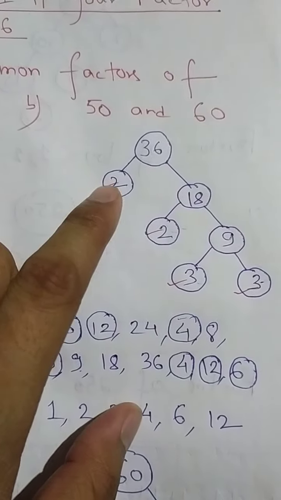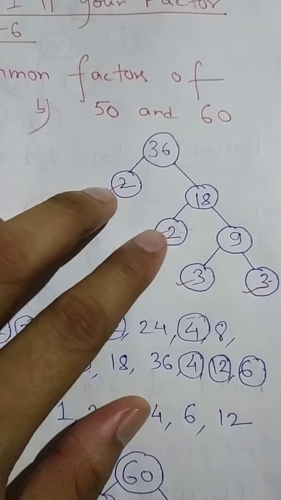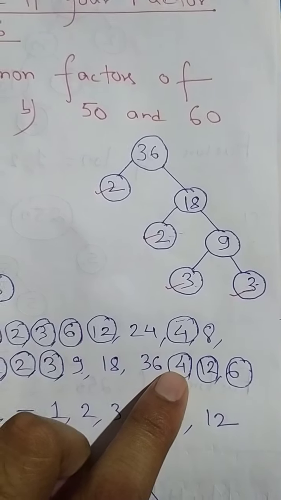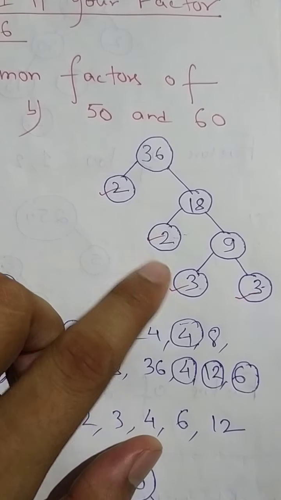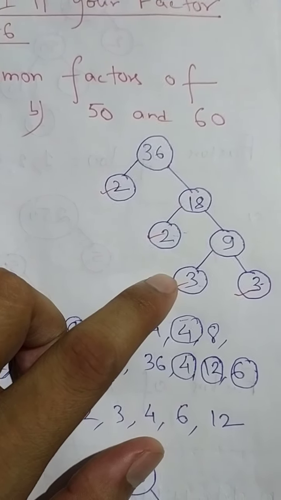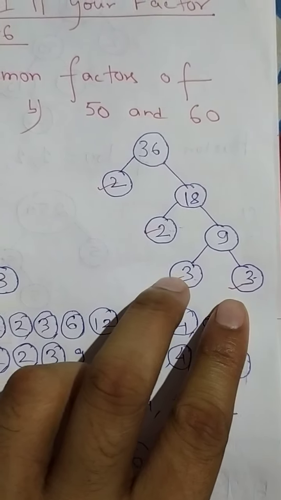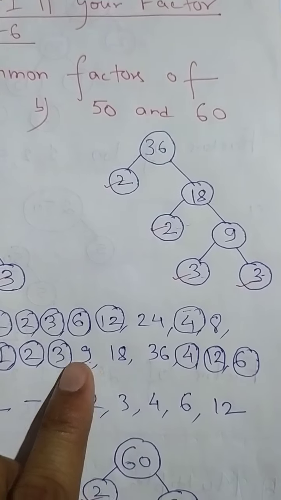Now you have to multiply these numbers in all possible orders. First, multiplying 2 at a time: 2 2s are 4. 4 is not here, so we have written 4. 3 2s are 6. 6 is not here, so we have written 6. 3 3s are 9. 9 we have already written.